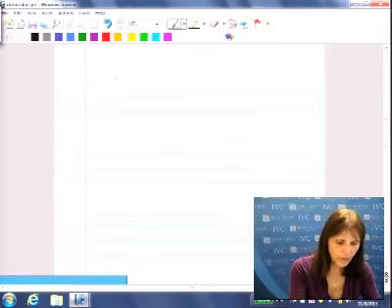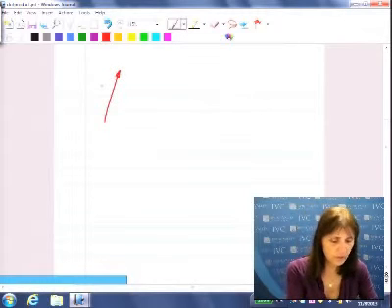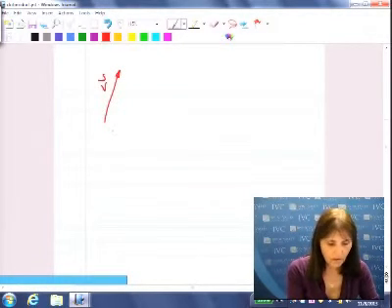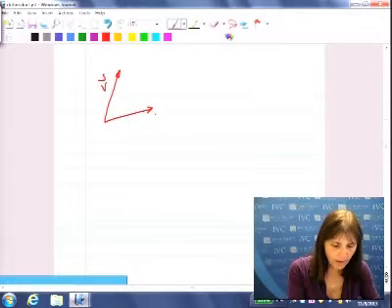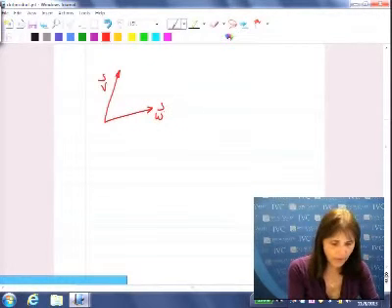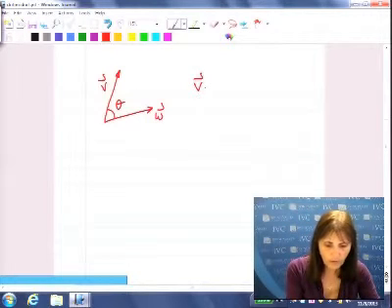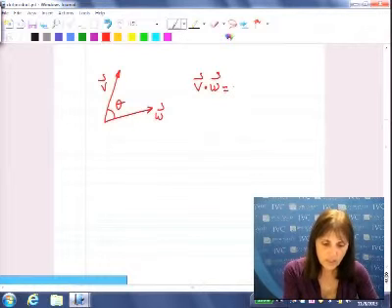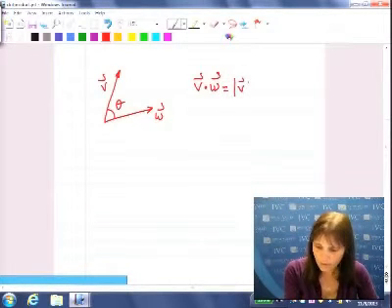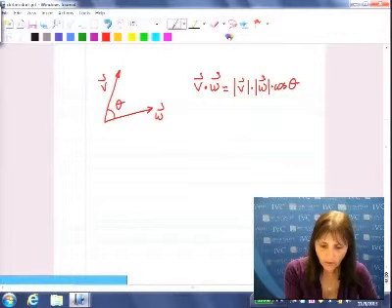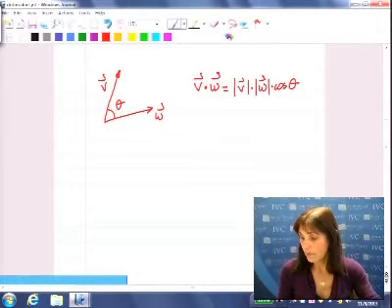I will look at two vectors. Make sure that you watch the vector video before you do this. You have a V and a W, and then they have an angle in between. So let me write down what V dot W is. That is the magnitude of V times the magnitude of W times the cosine of theta, which is the angle in between.